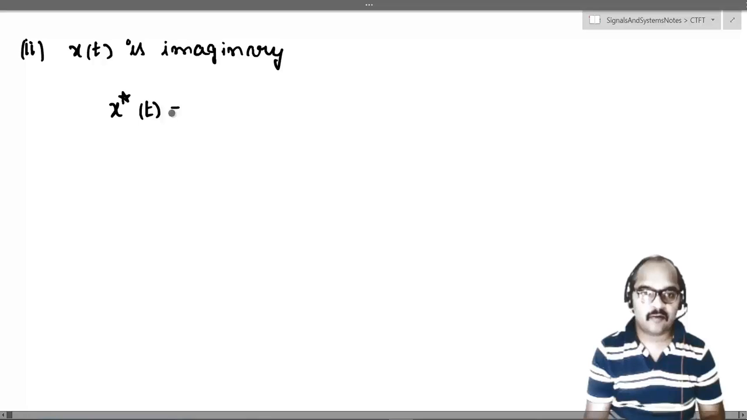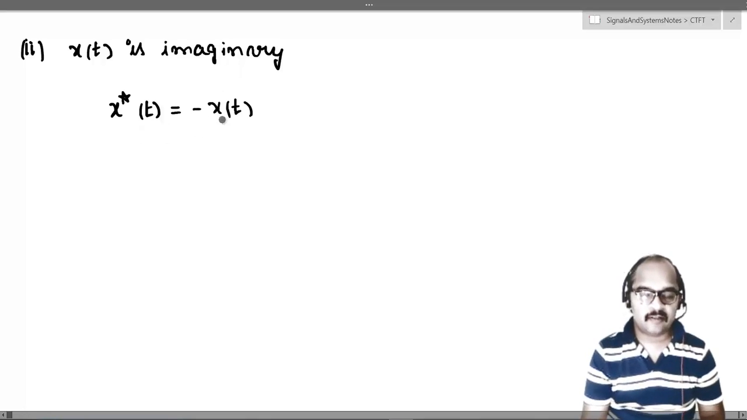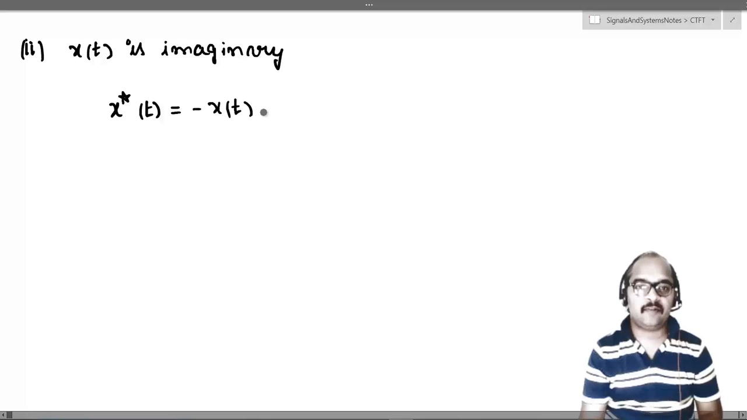X star of t should be equal to minus x of t. If any signal x of t satisfies this condition, which is x star of t equal to minus x of t, then we say that the corresponding signal x of t is an imaginary signal. Now let us see what happens in frequency domain.